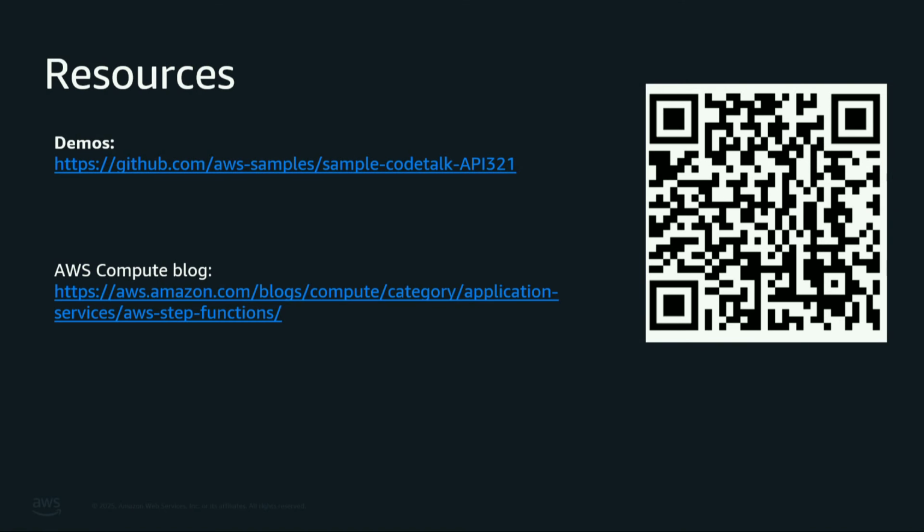Cool. So yeah, just to conclude, all the demos that we have done in the session, you can find on that GitHub link. So you can scan this QR code. It will take you straight into that GitHub page. Yeah, and you can try it out in your own account and test it out. There's also a link to the compute blog. This is where we publish anything about Step Functions, the new releases, launches, some of the best practices, how to do things at scale and things like that. So all of those will be published under the compute blog.